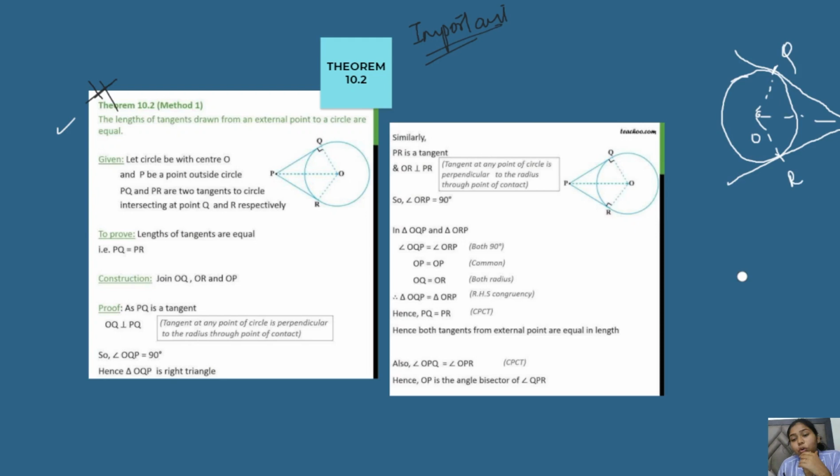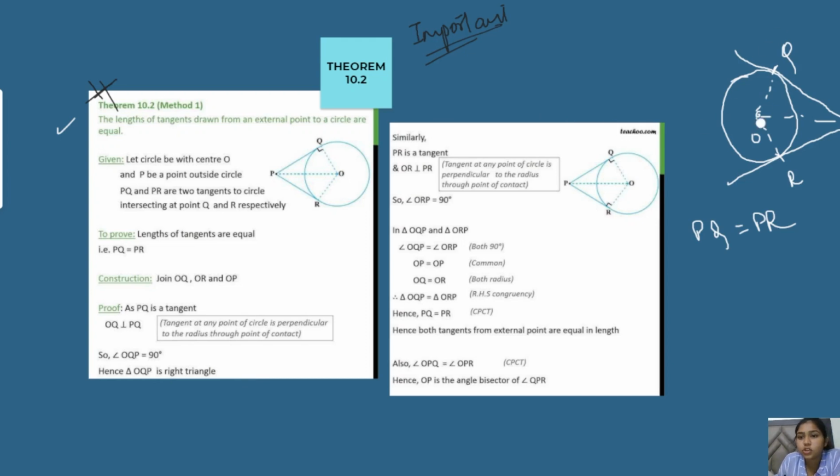So according to this theorem, PQ will be equal to PR when P is an external point. In this particular case, P is the external point from the circle. When 2 tangents are drawn from the external point of the circle, both of these tangents will be equal in length. So first of all you have to construct this line OP and join them.